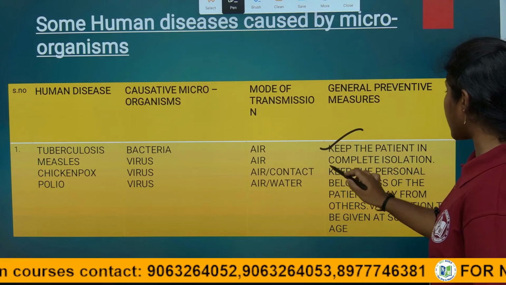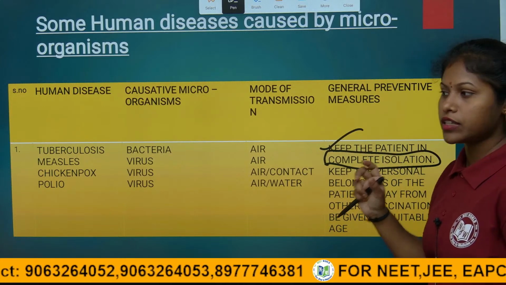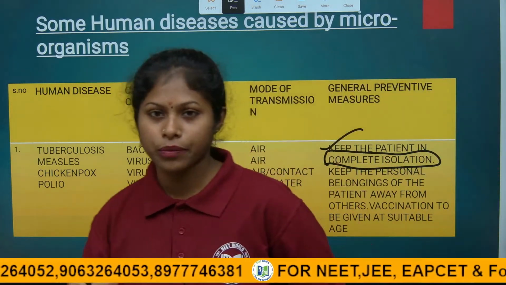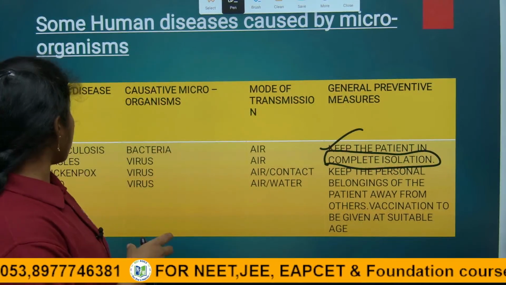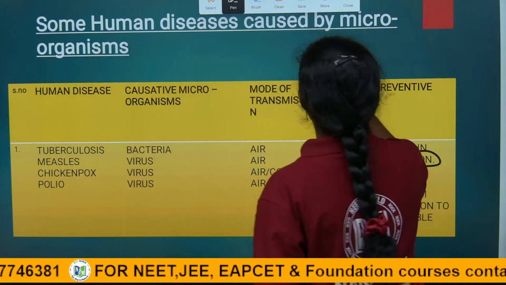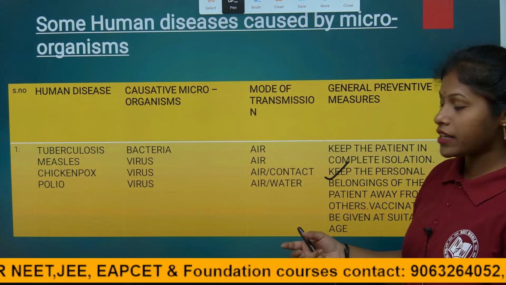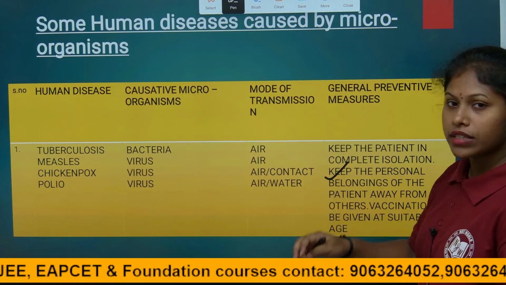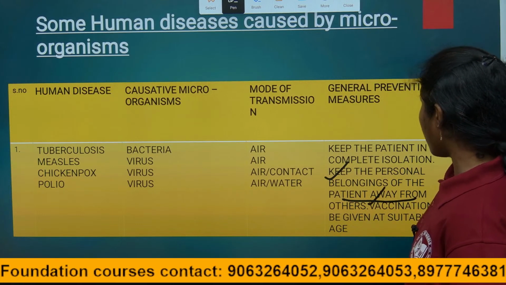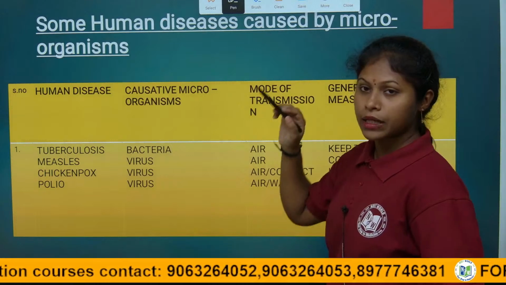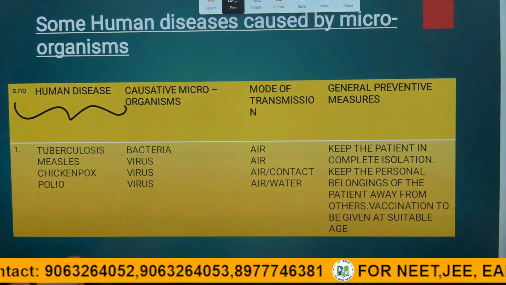What kind of general preventive measures should you take? Keep the patient in complete isolation. What is meant by isolation? They should be kept in one room and should not contact other persons, so the healthy person will not be affected by the disease. Keep personal belongings separate, like their own towel and their own brush. Also, vaccination should be done at the right age. Thereby we can get rid of these human diseases.